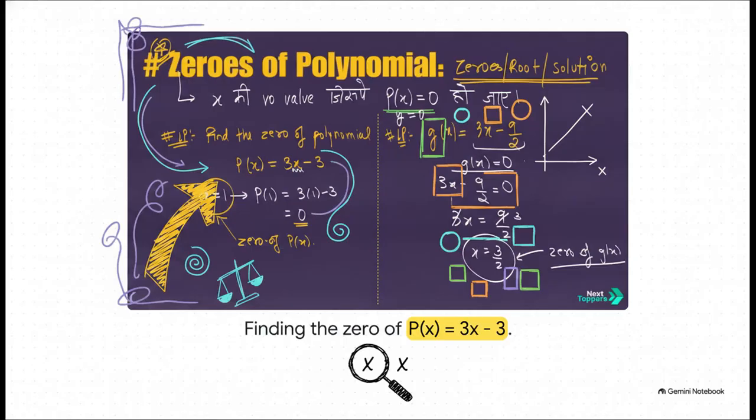Let's actually apply this. Say we have p of x equals 3x minus 3. Set that whole thing to 0. We move the 3 over to the other side, divide by 3, and boom, we find x equals 1. And to prove it, if we substitute that 1 back in, 3 times 1 minus 3 is 0. It perfectly balances out the equation. That makes 1 our official 0.